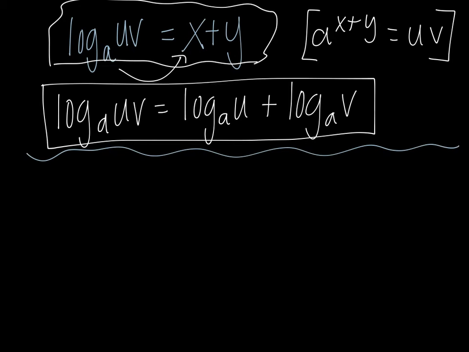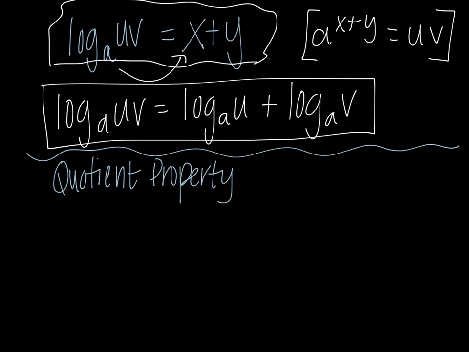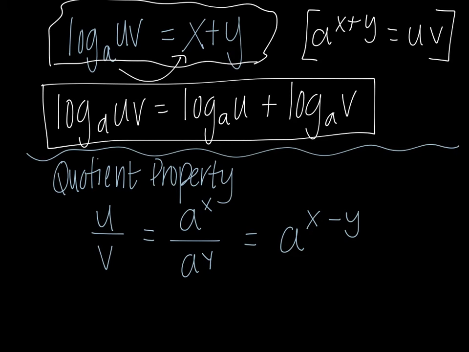Let's use the same assumptions about what u and v equal to prove the quotient property. Instead of starting with u times v, let's start with u over v. We already discovered that u is equal to a to the x and v is equal to a to the y. And now we know, because of our exponent rules, that this must mean a to the x minus y power. So u over v equals a to the x minus y.